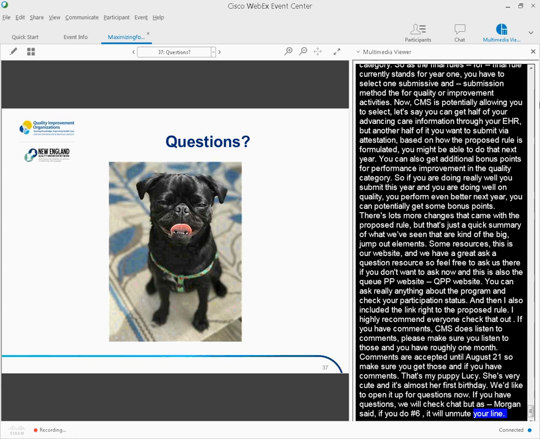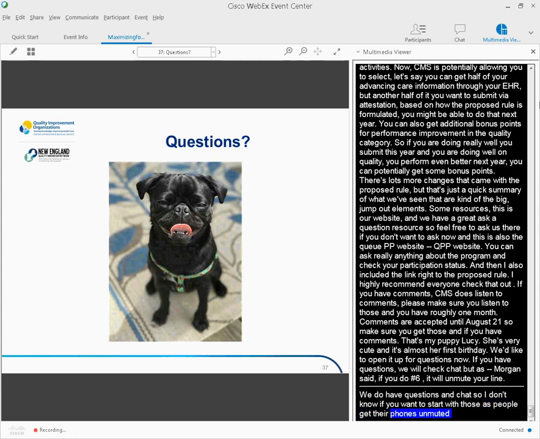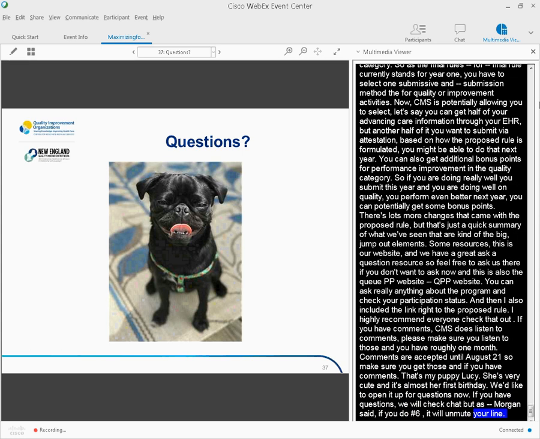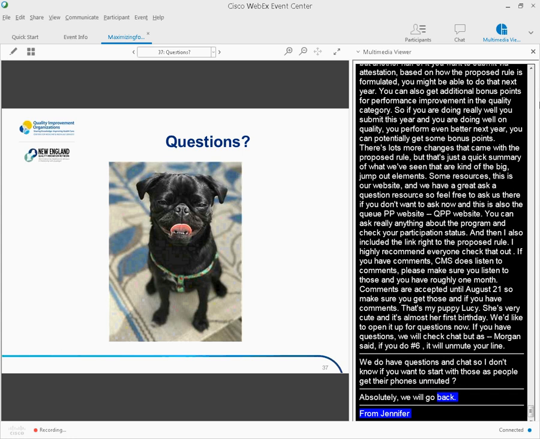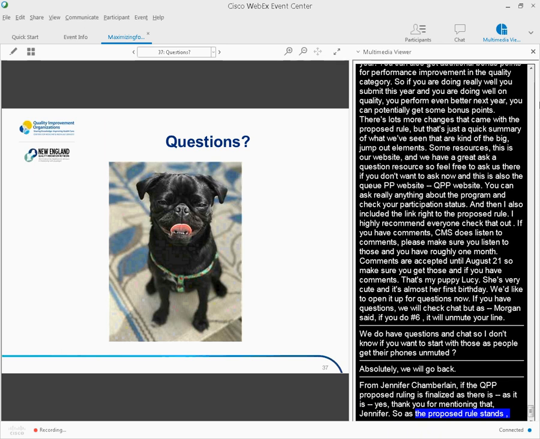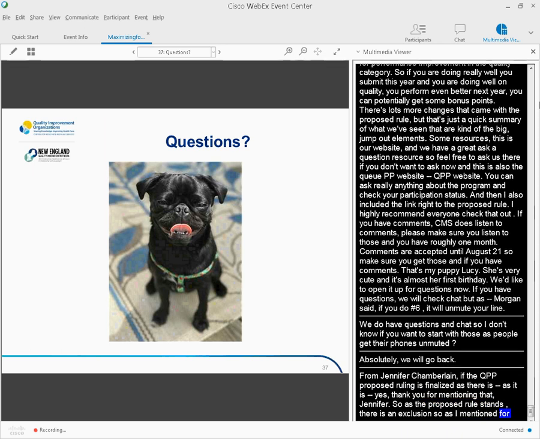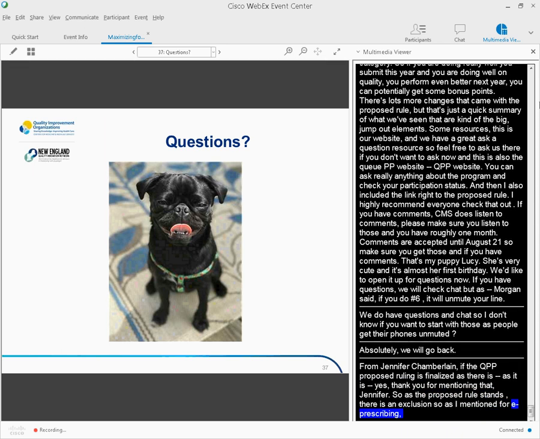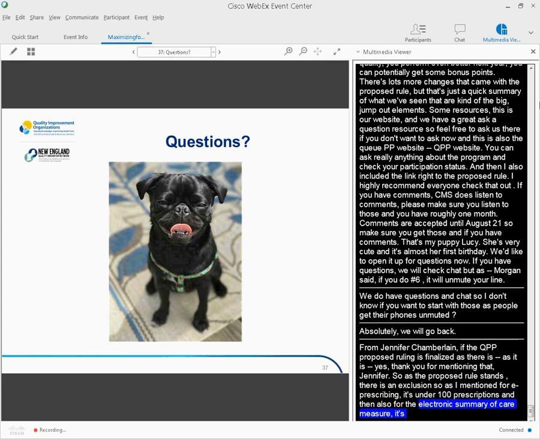Okay, so from Jennifer Chamberlain, if the QPP proposed ruling is finalized as it is, is there an exclusion? Yes. So thank you for mentioning that, Jennifer. So as the proposed rule stands, there is an exclusion. As I mentioned, for e-prescribing, it's under 100 e-prescribed prescriptions, and then also for the electronic summary of care measure, it's under 100 transitions. So again, you have to look at the transitions, not the summary sent, but the transitions. You would be excluded from reporting to those measures. Thank you for bringing that up.